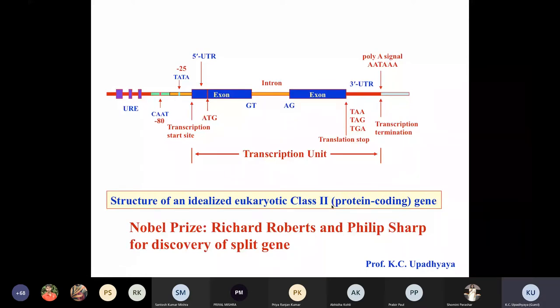Okay? And let's look at this structure now. Here is the transcription start unit. We have a translation start site, that is an ATG. There is a 5' UTR. In prokaryotic language, we call these leader sequences; here we call them 5' UTR sequences. Similarly, we call the trailer sequence in prokaryotic genes, here the 3' UTR sequence. UTR means untranslated region, 5' untranslated. So every gene begins with an exon and ends with an exon. And of course, the translation stops are the same.